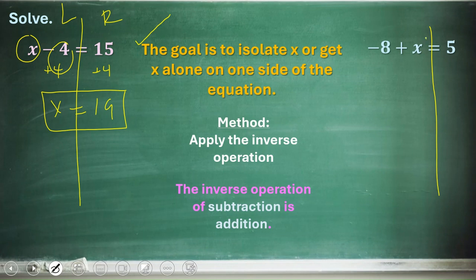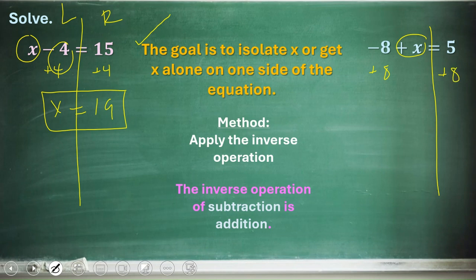I'm going to check out my x. It is positive. That means if we can get the negative 8 to go away, we're going to have isolated x successfully on the left side and we'll be set to go. So negative 8 is the same thing as subtracting 8. So the inverse operation of subtracting 8, or dealing with negative 8, is to add 8. So if I add 8 to the left side, I also have to add 8 to the right side.